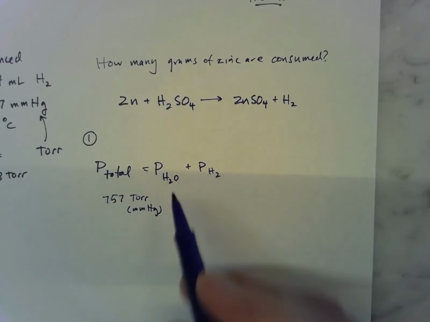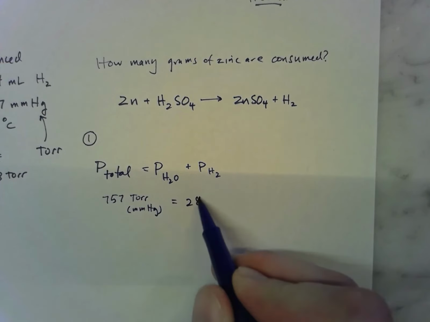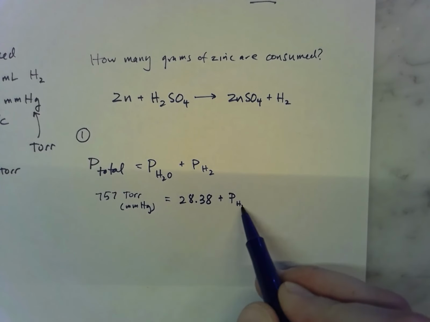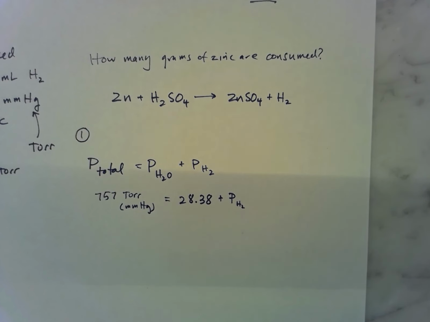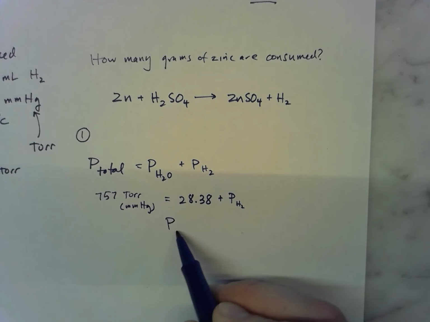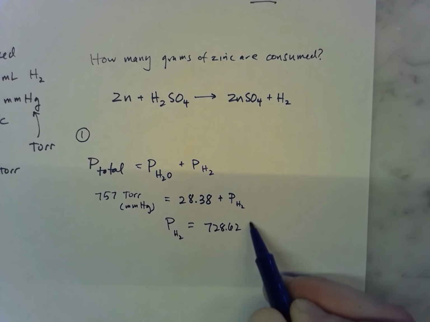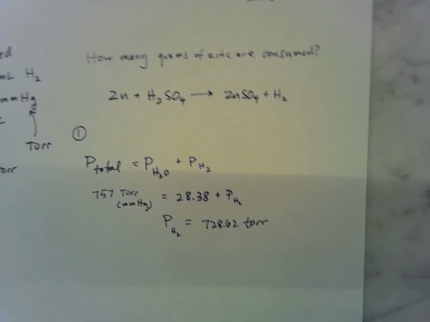All right, and so that's 28.38 plus our H2. And then we do our subtraction, and what do we get? 757 minus 28.38. All right, so the pressure we got to keep in our minds is of the H2, and it's 728.62 torr. Okay?